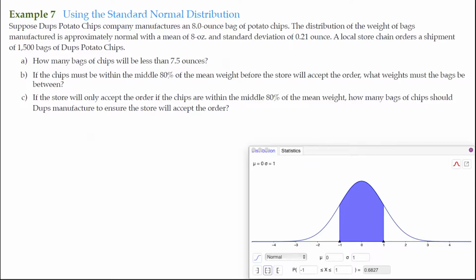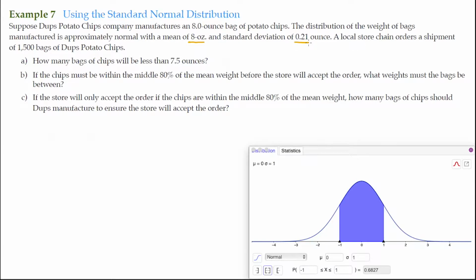So this one says, suppose Dup's Potato Chips Company manufactures an 8-ounce bag of potato chips. The distribution of the weight of bags manufactured is approximately normal, with a mean of 8 ounces and a standard deviation of 0.21 ounce. A local store chain orders a shipment of 1,500 bags of Dup's potato chips. So a couple of things to point out. When Dup's makes their 8-ounce bag of potato chips, on average, the bag is 8 ounces. So we have that right here with a standard deviation of 0.21 ounce.